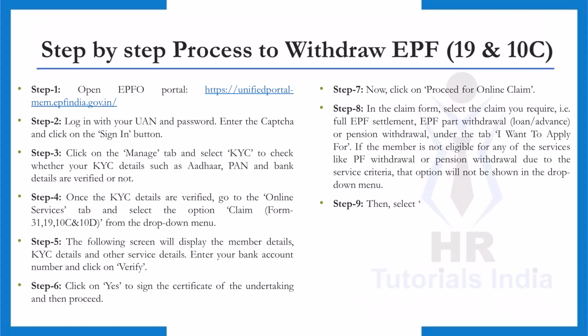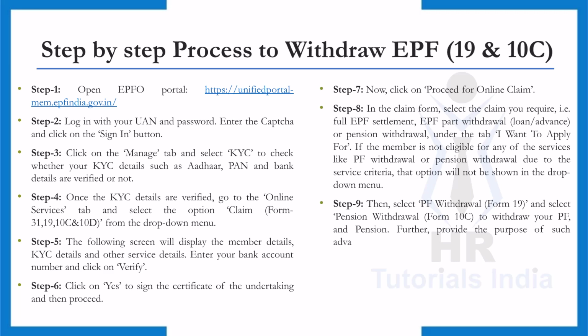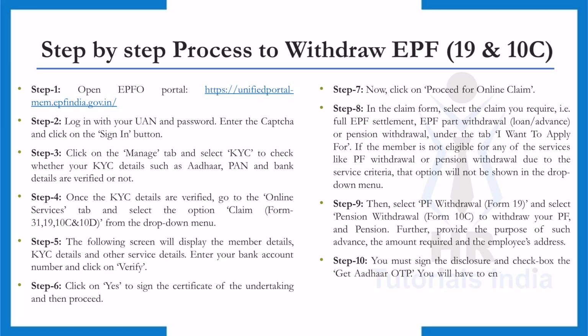Step 9. Then select PF withdrawal form 19 and select pension withdrawal form 10C to withdraw your PF and pension. Further, provide the purpose of such advance, the amount required and the employee's address. Step 10. You must sign the disclosure and checkbox the Get Aadhaar OTP.